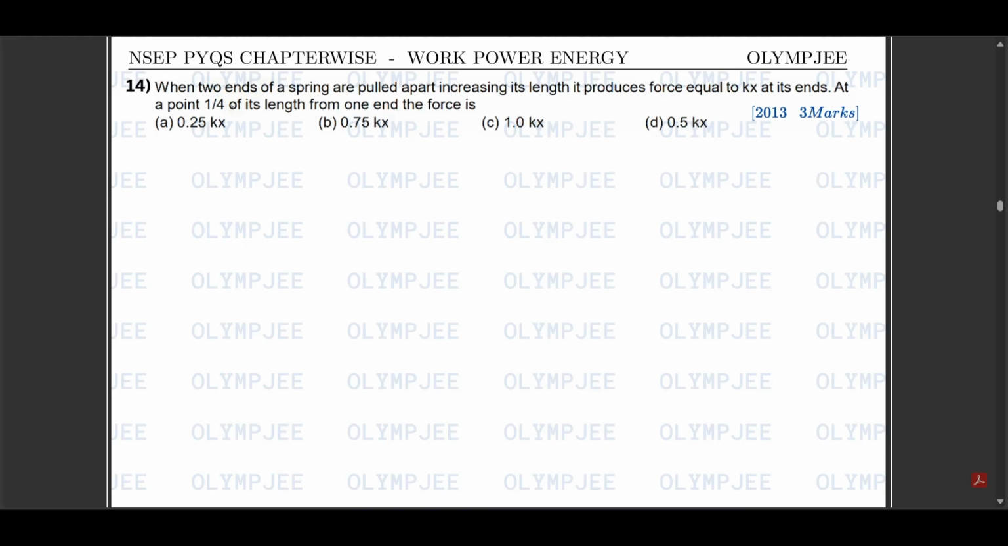Okay, so a spring is being pulled apart at both the ends and it produces a force equal to kx, right? At one of the ends, at both ends. So kx is in this direction. So we need to find the force at a point 1/4 of its length from one end. So somewhere over here, okay. Since nothing is given about the mass of the spring, we will take it to be massless.